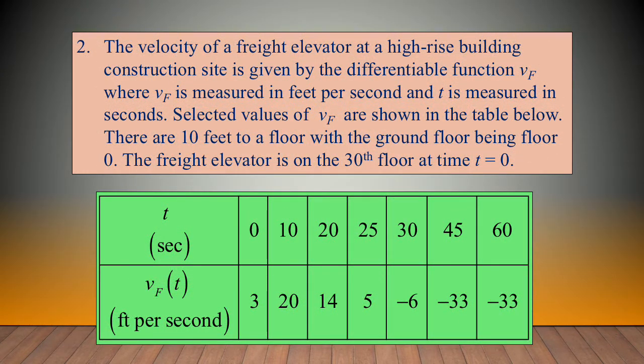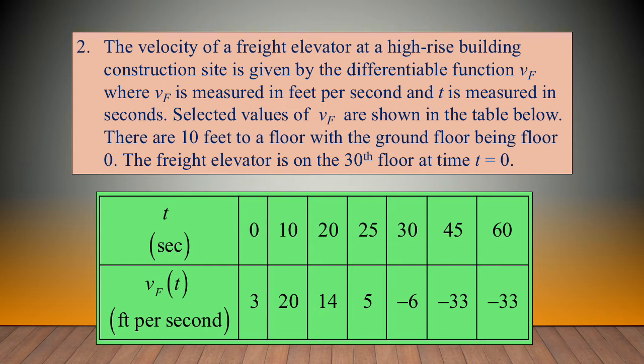Question 2 reads: the velocity of a freight elevator at a high-rise building construction site is given by the differentiable function v sub f, where v sub f is measured in feet per second and t is measured in seconds. Selected values of v sub f are shown in the table below. There are 10 feet to a floor, with the ground floor being floor 0, and the freight elevator is on the 30th floor at time t equals 0.